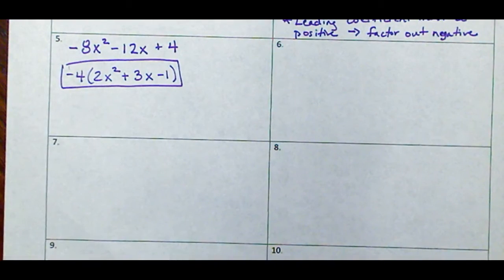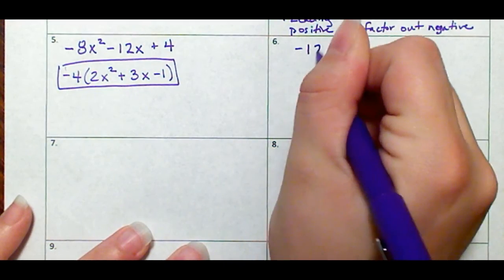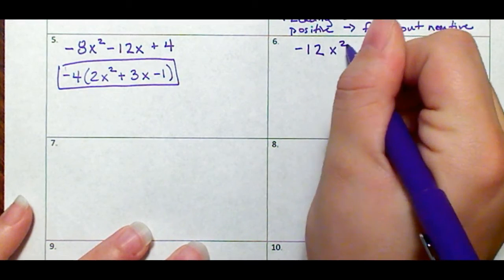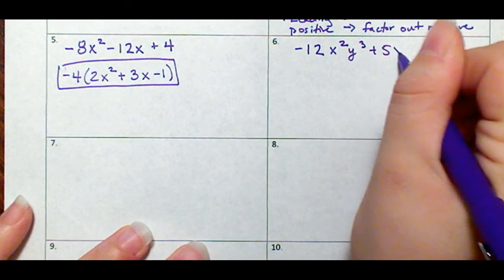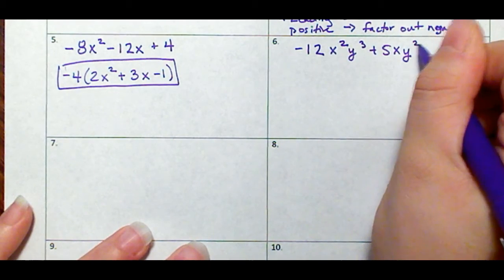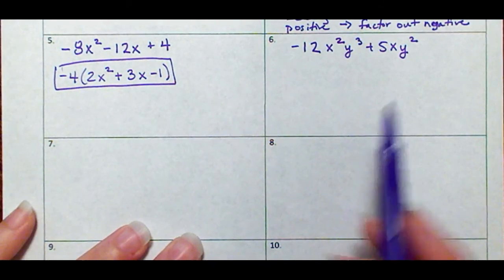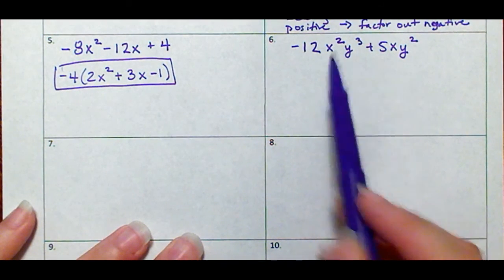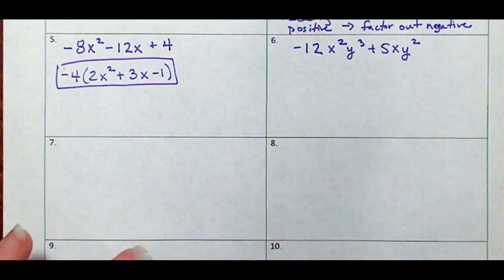All right, number 6. Let's see. Negative 12 x squared y cubed plus 5xy squared. Now this has got a little more going on, but I think you can do it. So I want you to try it, and then if you get stuck, turn the video back on and I'll go through it with you.